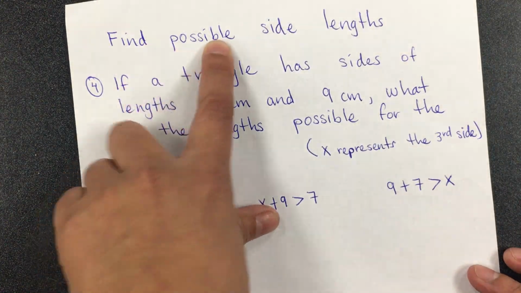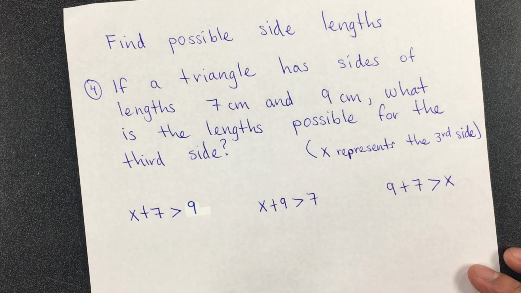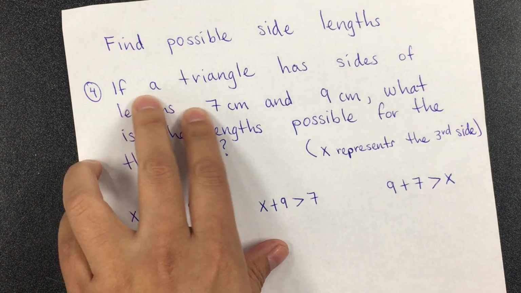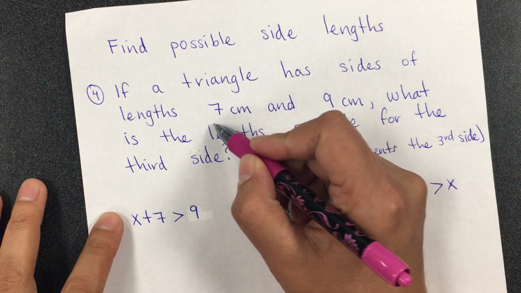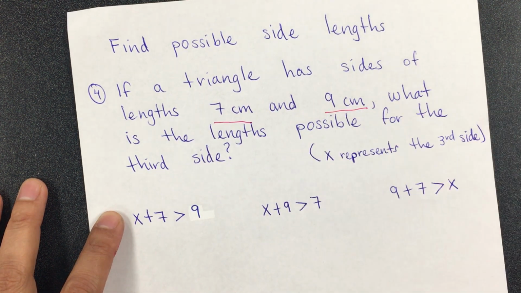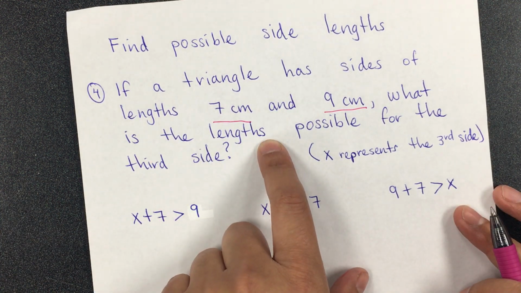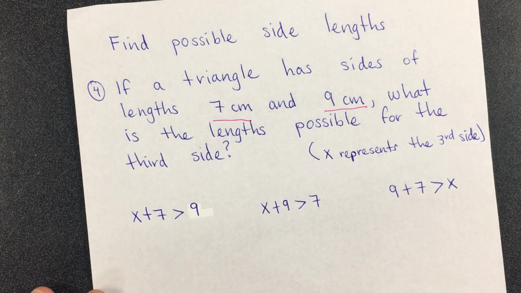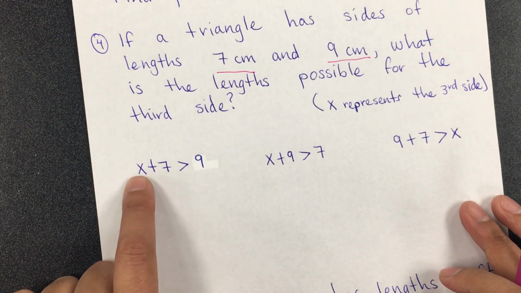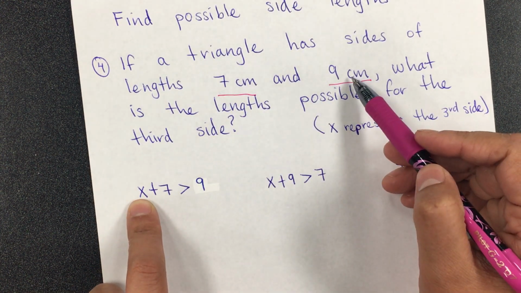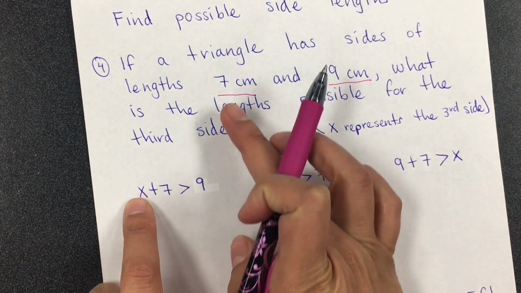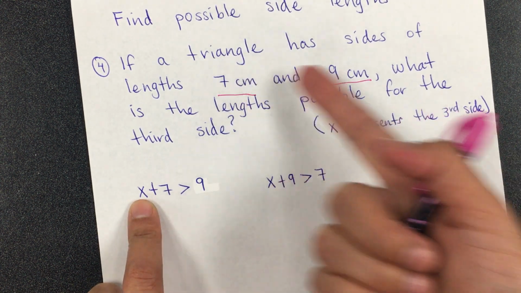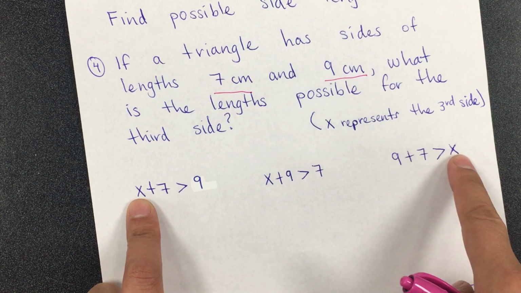Okay, so find possible side lengths. Sometimes they're going to give us two sides. If a triangle has sides of length 7 centimeters and 9 centimeters, what is the possible length for the third side, or lengths, because there are several. So we're going to use these two, and because we don't know if x, which represents the third side, is smaller or bigger or in the middle of these two, we're going to be placing them in different parts.